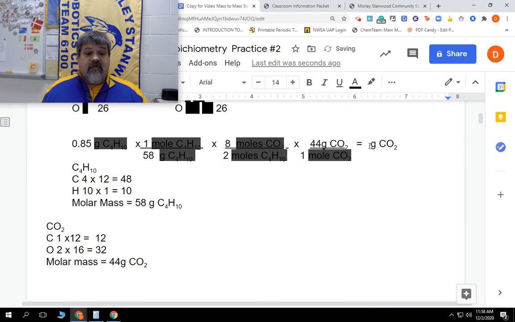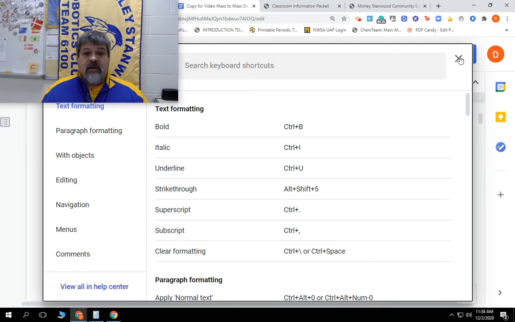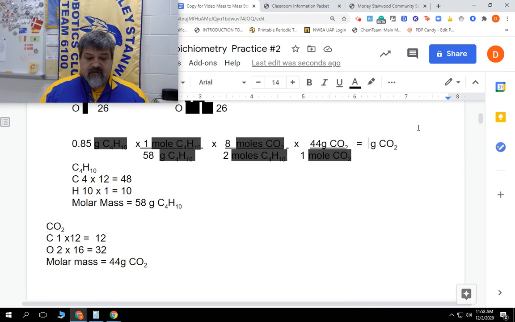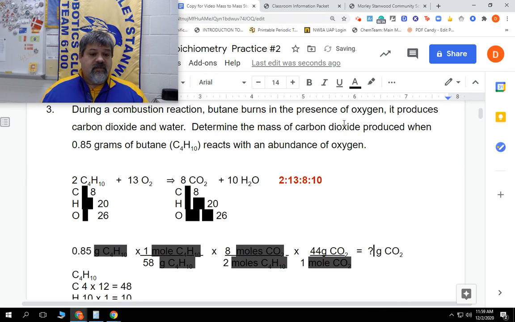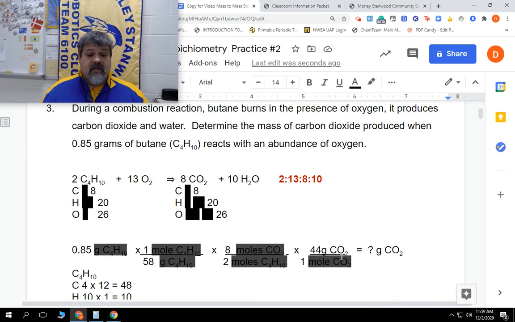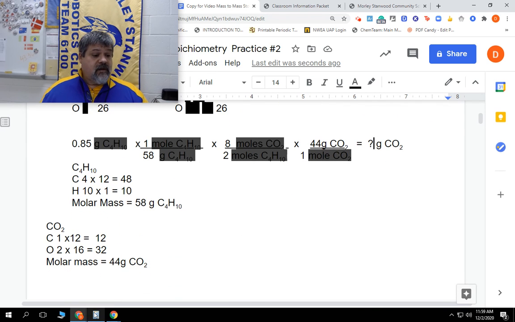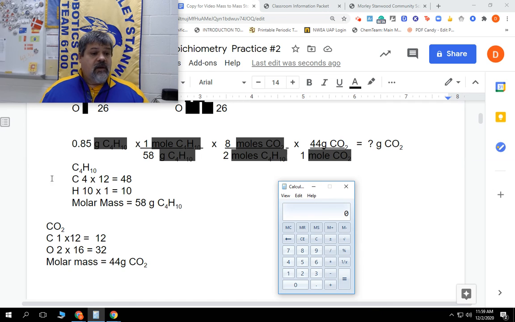Now, is that what we're looking for? Grams of CO2. Is that what we're looking for? If I scroll back up to the question, it says determine the mass of carbon dioxide. Well, grams is mass of carbon dioxide, so we have to figure that out. So I have it left in grams of carbon dioxide, so all I have to do is the math. So let's go ahead and pull up our calculator again. We'll clear it, and we're going to do the math.